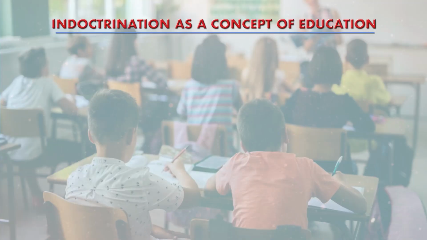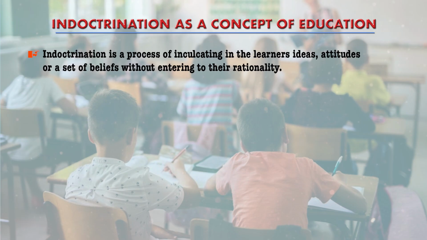And further, indoctrination is also another concept of education. Let us try to understand what is indoctrination. Indoctrination is a process of inculcating in the learner's ideas, attitudes or a set of beliefs without entering to their rationality. So friends, indoctrination means when you are deeply inclined, when your value system, when you have developed a very positive attitude and you want to do the things. Okay, so that's why indoctrination is above the other connotations and the other concepts that we have discussed that come under education. So indoctrination helps you to practice a thing blindly, you can say, that you have already developed a positive attitude and values.